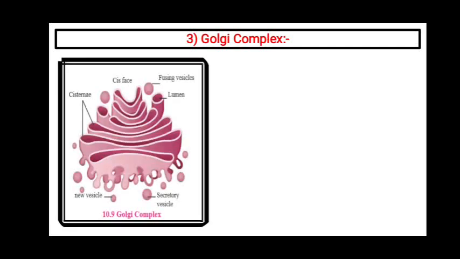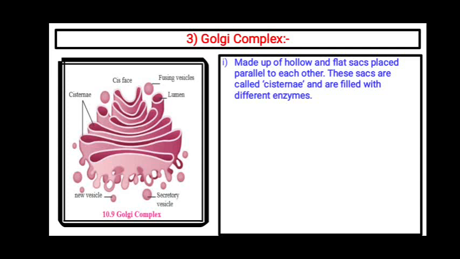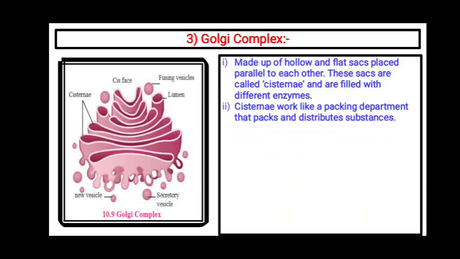Third one, Golgi complex. This is the diagram. The characteristics: it is made up of hollow and flat sacs which are placed parallel to each other, as you can see in the diagram. The sac-like structures are placed parallel to each other. These sacs are called as cisternae and they are filled with different enzymes. These cisternae work like a packing department that packs and distributes substances.